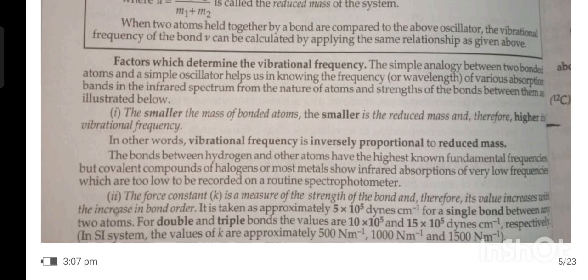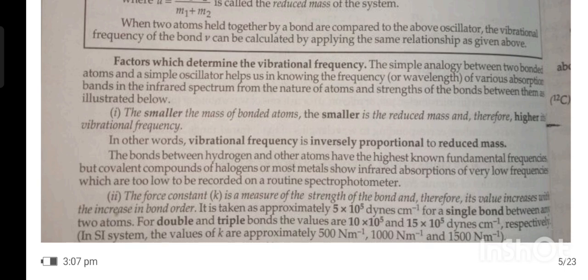Factors which determine the vibrational frequency. The simple analogy between two bonded atoms and a simple oscillator helps us in knowing the frequency of various absorption bands in the infrared region from the nature of the atoms and the strength of the bond between them, as is related below. First, the smaller the mass of the bonded atoms, the smaller is the reduced mass and therefore the higher the value of vibrational frequency. In other words, vibrational frequency is inversely proportional to reduced mass.